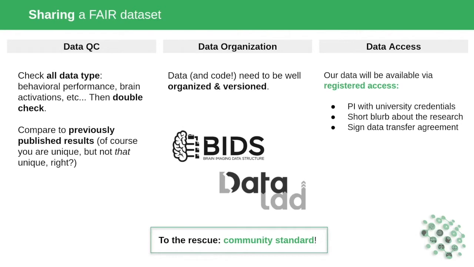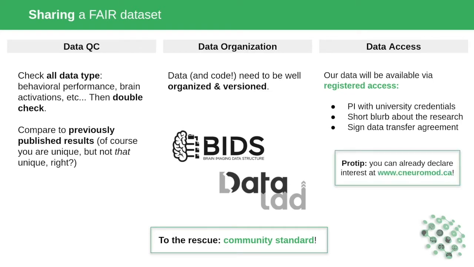Finally, you're ready to share your data. You will have to decide who has access to it and how. In our case, we opt for the registered access option. So PIs with university credentials can fill in a form on our website explaining what type of research will be conducted to ensure that it fits our general IRB. And then a data transfer agreement is signed and the scientific fun can finally begin. Please note that you can already declare your interest and be contacted as soon as we release the first batch of data, hopefully late spring.